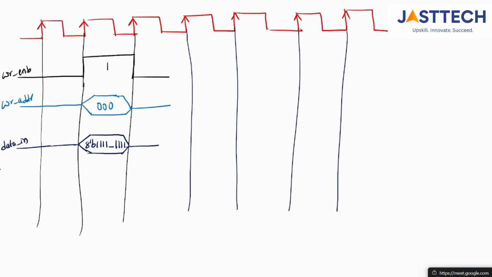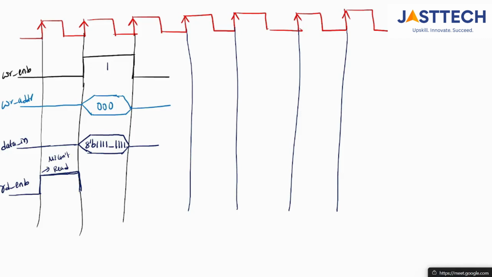Coming to the read operation: this is the write operation, and next the read operation. What happens? You need to make read enable equal to 1. Suppose when I am making read enable equal to 1 here, can I read any data? No. Why? Because data is not available in the RAM. So the microprocessor can't read here, because no data is available in the RAM. So after the write operation only will the read operation happen.